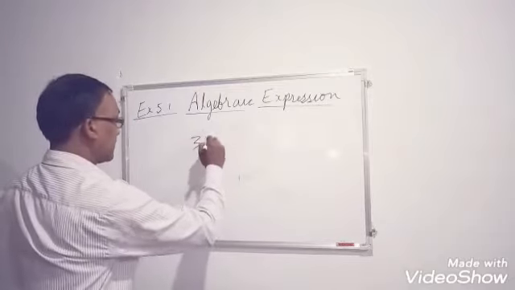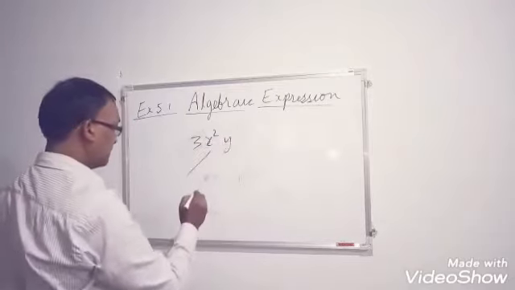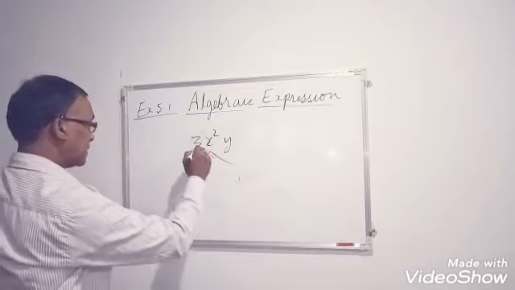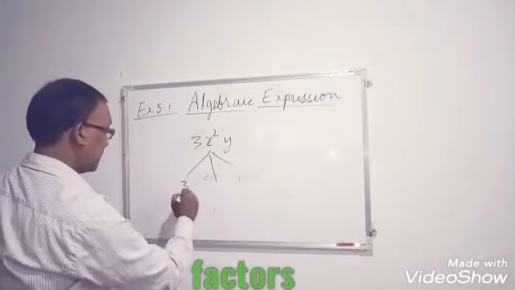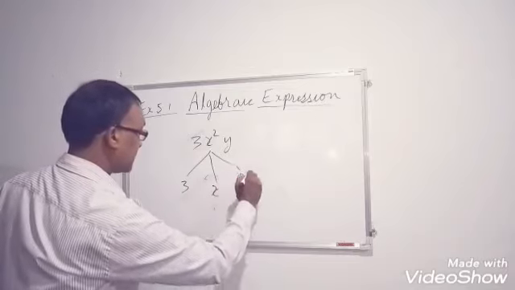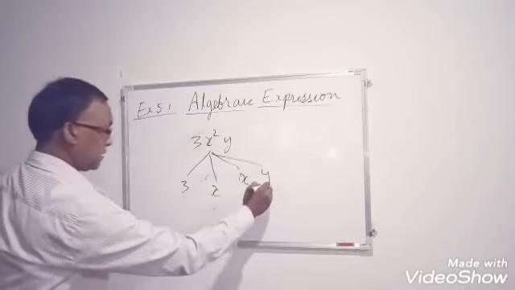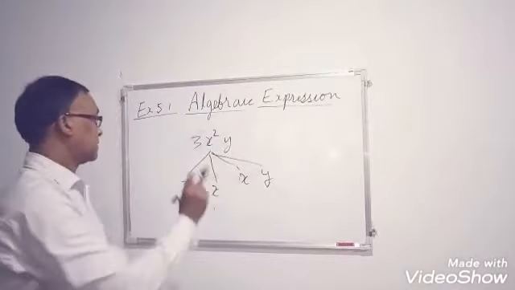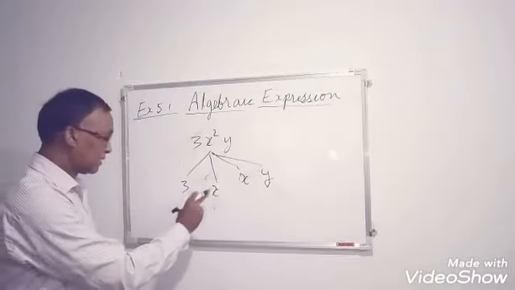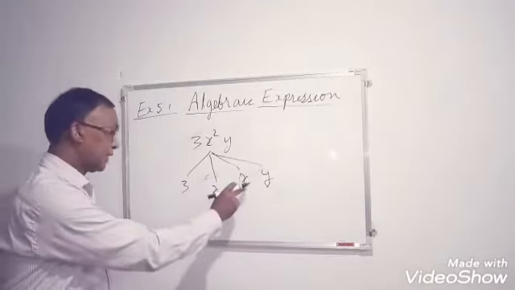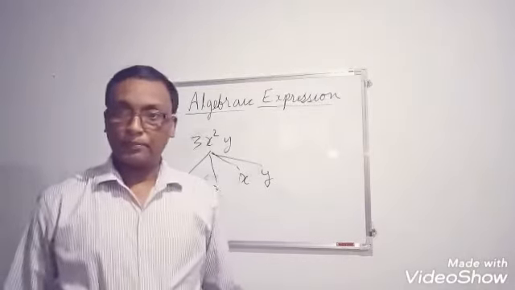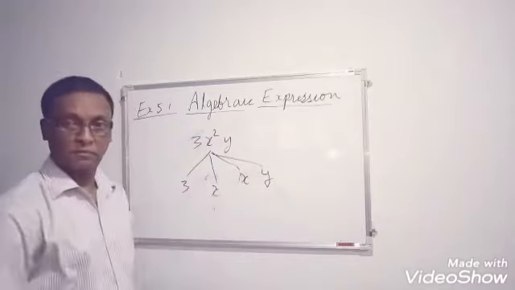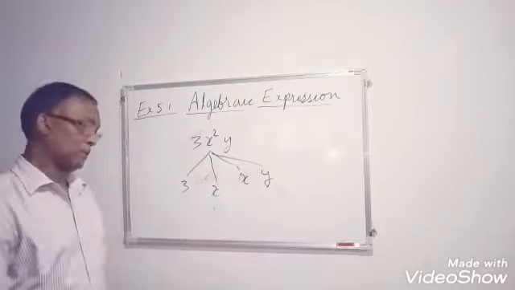Terms, like if I write 3x squared y, what are the factors? 3, x, x, y. So these are the factors. In the term 3x squared y, the factors are 3, x, x, y. So what we have seen here is that any factor of this term will be the coefficient of the product.